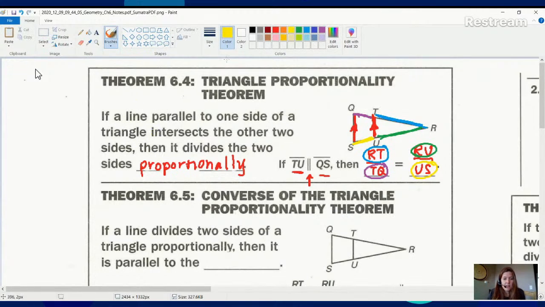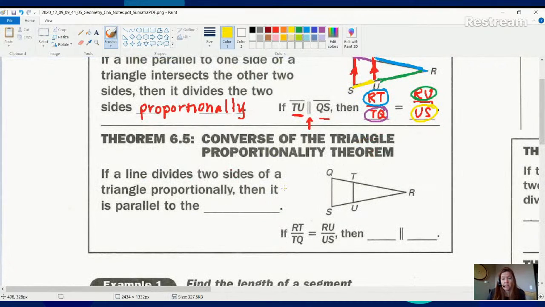And then the second theorem is the converse of the triangle proportionality theorem. This one says, not surprisingly, if a line divides 2 sides of a triangle proportionally, then it is parallel to the third side. So this is a converse theorem. Remember, it's when we switch the hypothesis and conclusion. We're basically taking what I just did up here, and you can see we're flipping the hypothesis and conclusion.